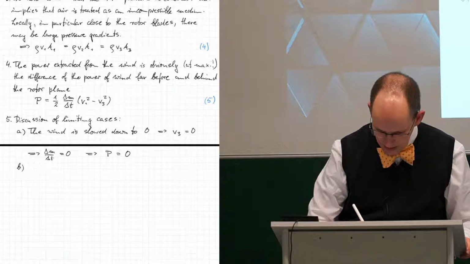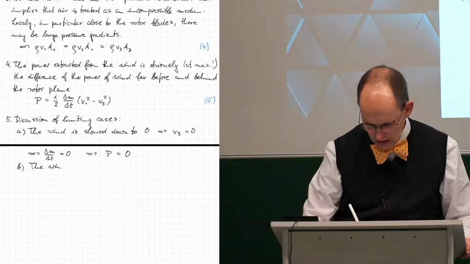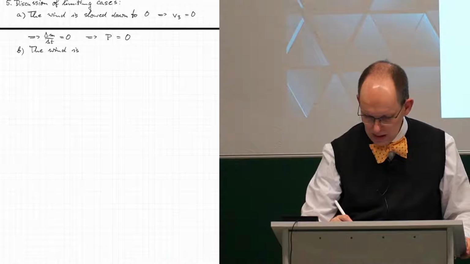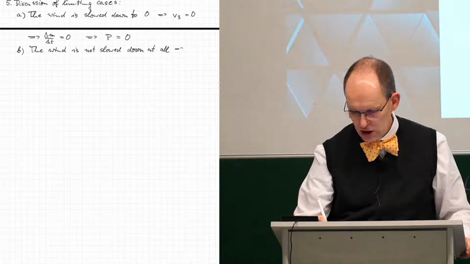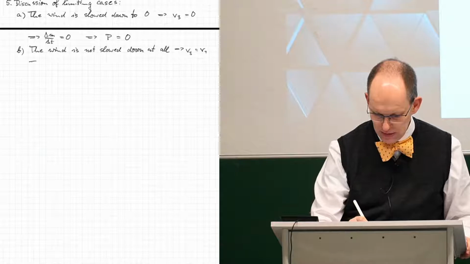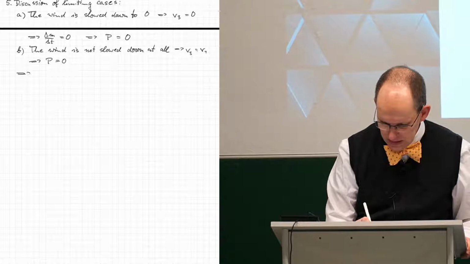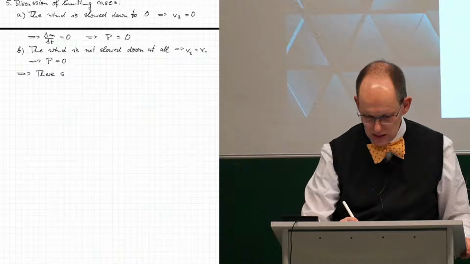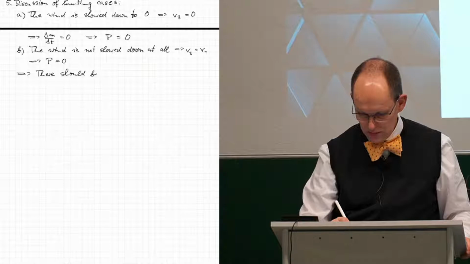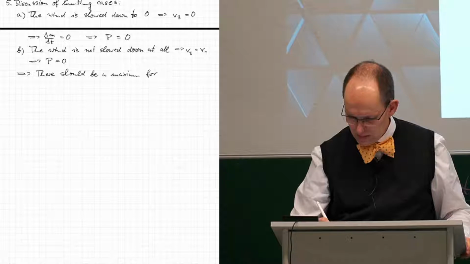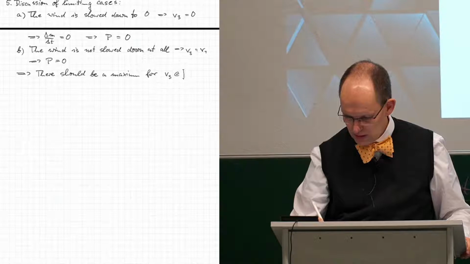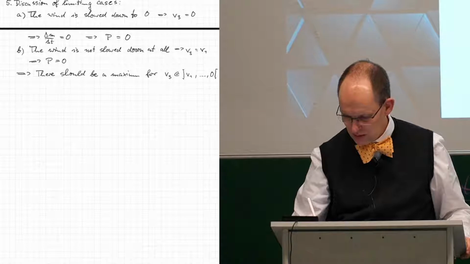And the other case would be the wind is not slowed down at all. Which is equivalent to V3 equal to V1. And then, of course, the power is also equal to zero. And as a conclusion, there should be a maximum. There should be a maximum for V3 element of V1 and 0. Yep, and we want to find it.